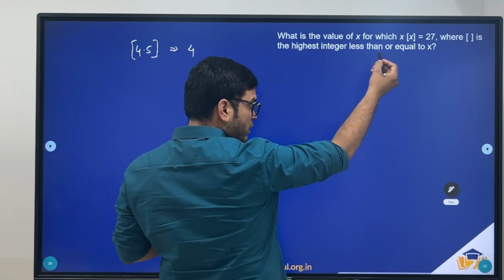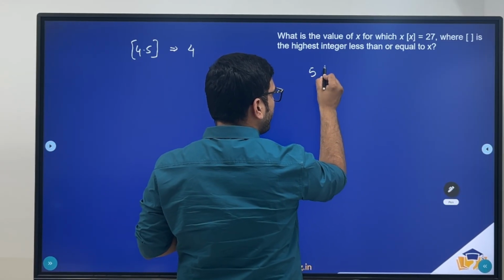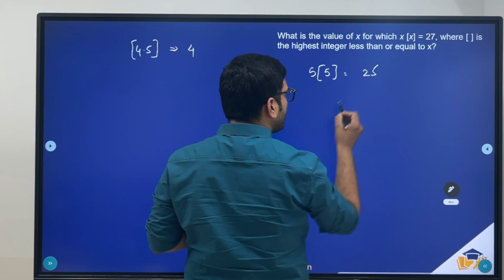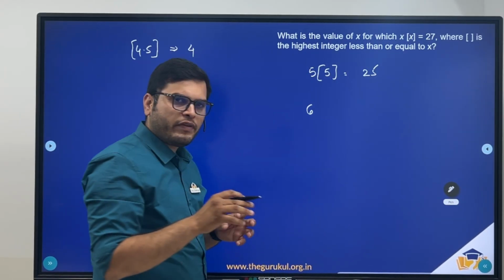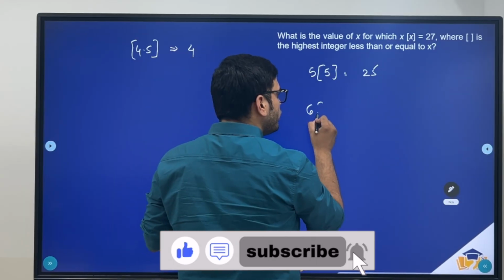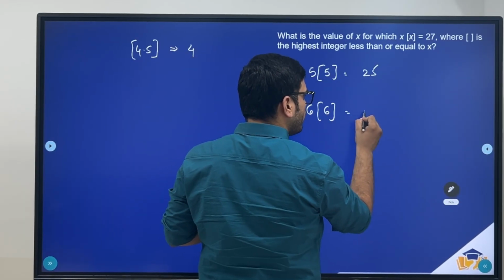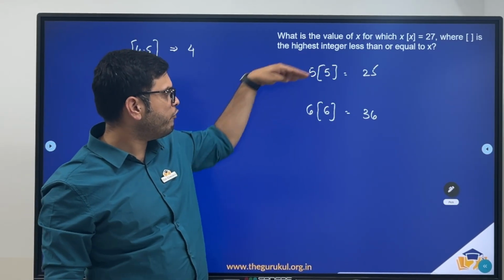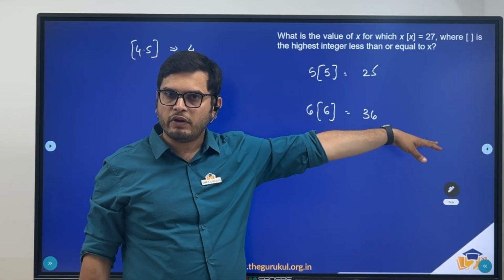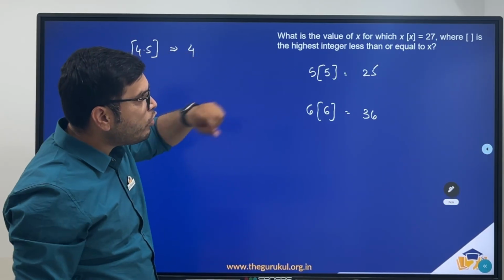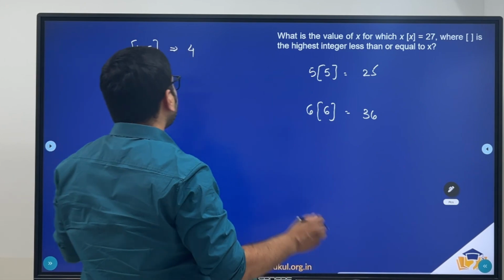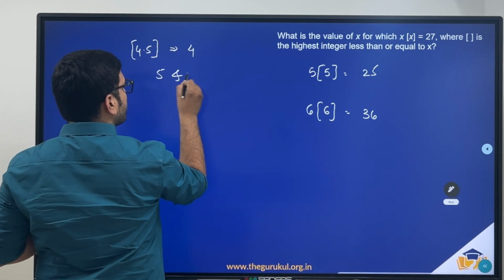So if I consider the value of x as 5, so 5 into the integral part of 5 will be 5 only. So this is 25. Now similarly, if I consider the value of x as 6, so 6 into the integer part of 6, that would be 36, right? So when the value of x is 5, you have 25, and when the value of x is 6, you have 36. So this tells me that the value of x for which x into the integral part of x is equal to 27 lies between 5 and 6, right?